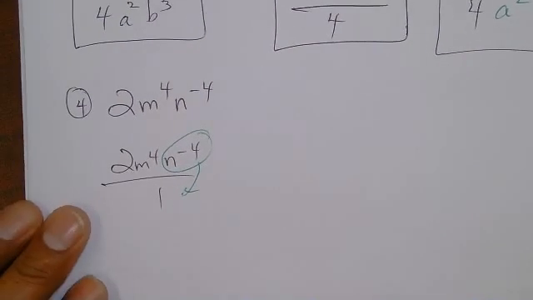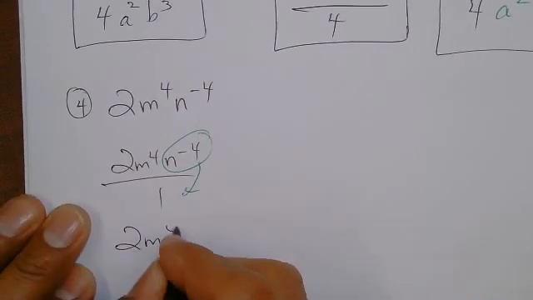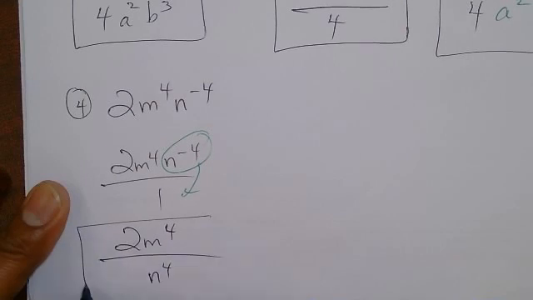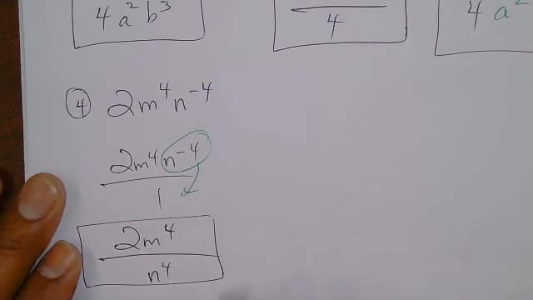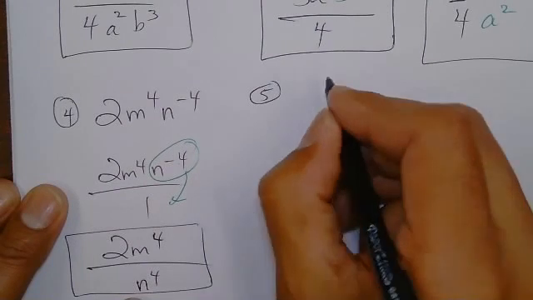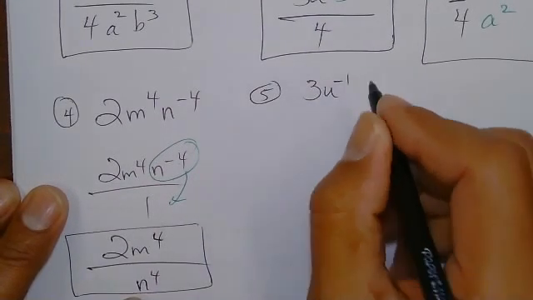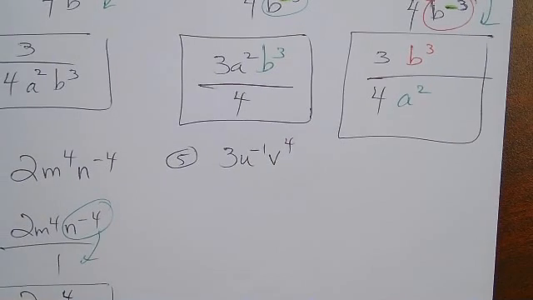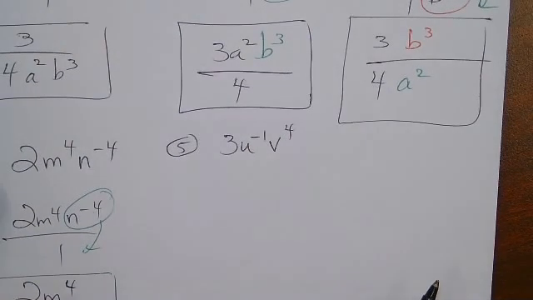So what's your final answer? 2m to the 4th is in the numerator, and n to the 4th. Do you have to put the 1 if it's... Not really. No, but yeah, you just got to drop that one. That's it. Done. Easy. Number 5. Are we good? Is it too fast? No. How about this one? 3u to the negative 1, v to the 4th. What about that?